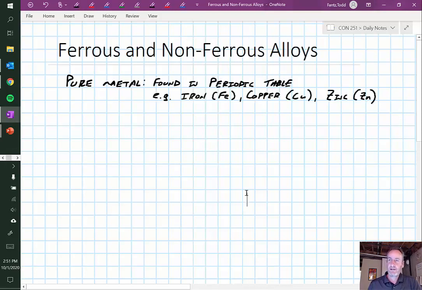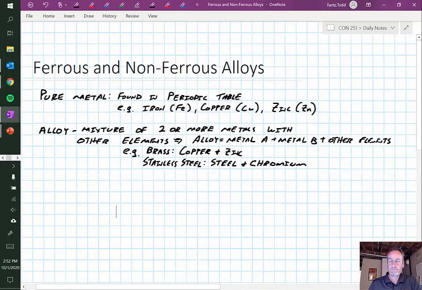Some examples would be iron, copper, zinc, and that's different from an alloy, because an alloy takes a mixture of two or more of these metals, and could even include some other elements. So an alloy could be metal A and a metal B with some other elements. For example, brass has copper and zinc, or stainless steel has steel and chromium.